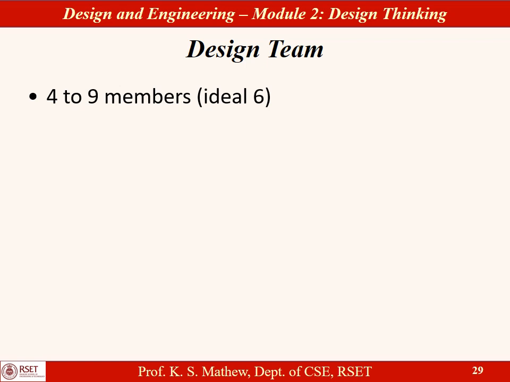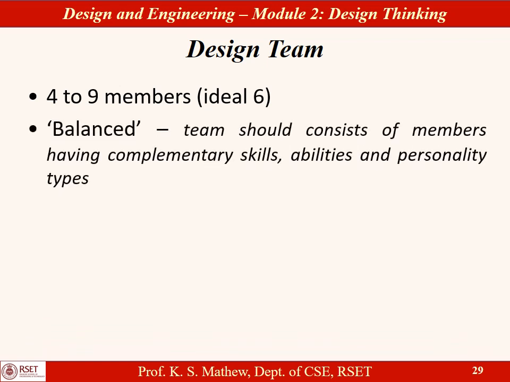Ideally, the team size is also crucial when you design the design team. Ideally, it should be between 4 to 9 people. And for the ideal team size, people have researched and come out with the ideal team size, that is 6. And the team should be balanced. The team should consist of members having complementary skills, abilities, and personality types. You should not have a team with all the people of the same personality type or same skills. It should be a balanced team.